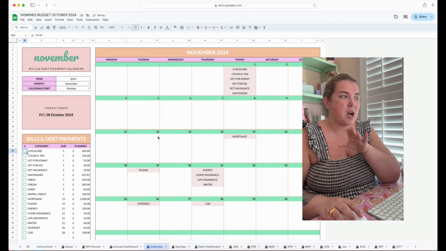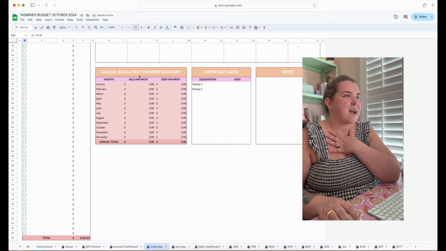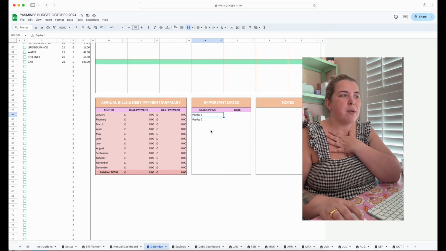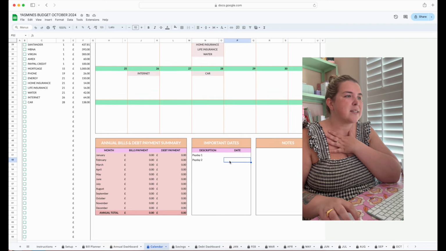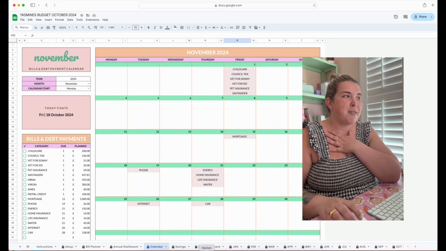Again, it's not a function that I necessarily use. And then down here you've got some summaries as well. You can put important dates if you want to remember certain dates. So yeah, there you go, that is what that does.